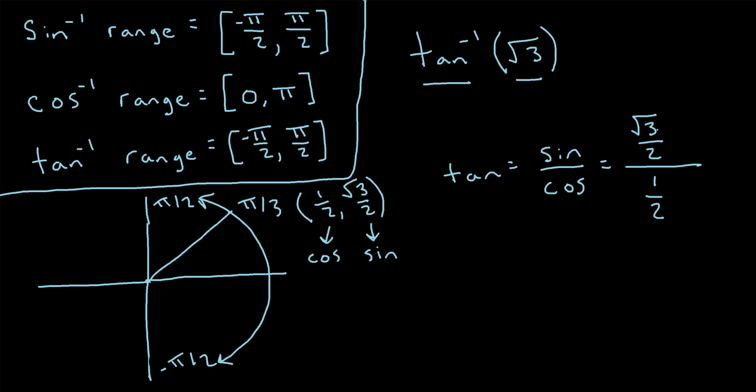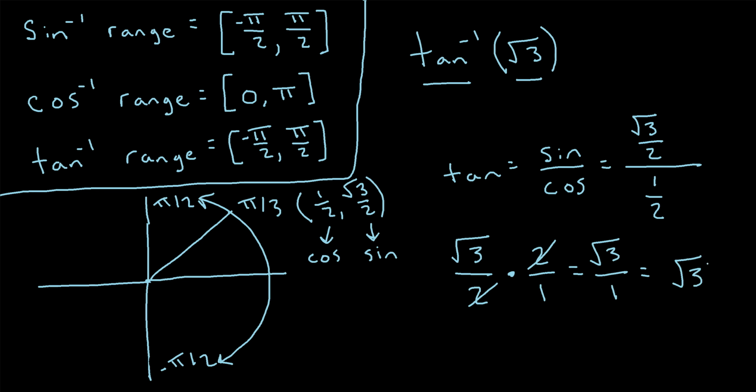So remember, when we have a fraction divided by another fraction, that's the same as multiplying by the reciprocal. So instead of dividing by 1/2, we can multiply by 2 over 1. And when we do that, these 2's will cancel out, and we'll be left with root 3 over 1, or just root 3. So that is the answer that we're looking for. So pi over 3 has a tangent value of square root of 3. So pi over 3 is our final answer.